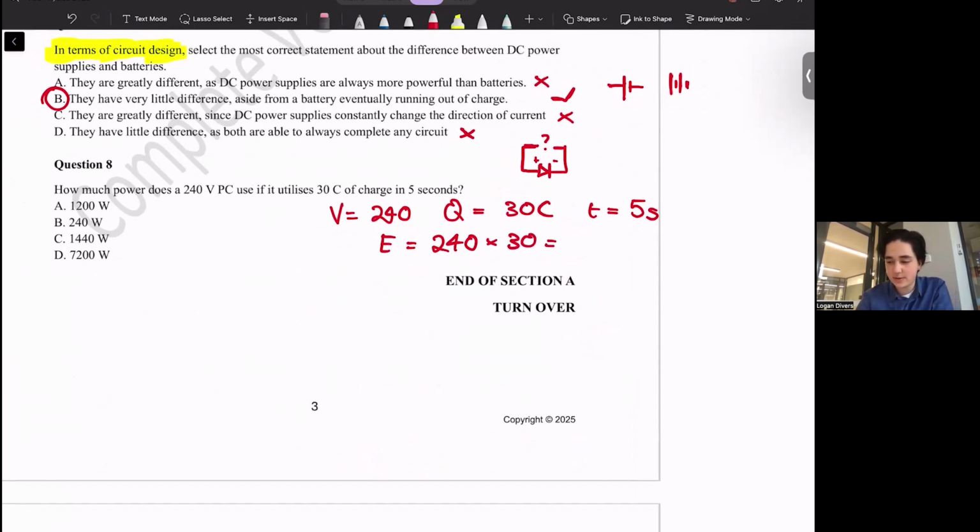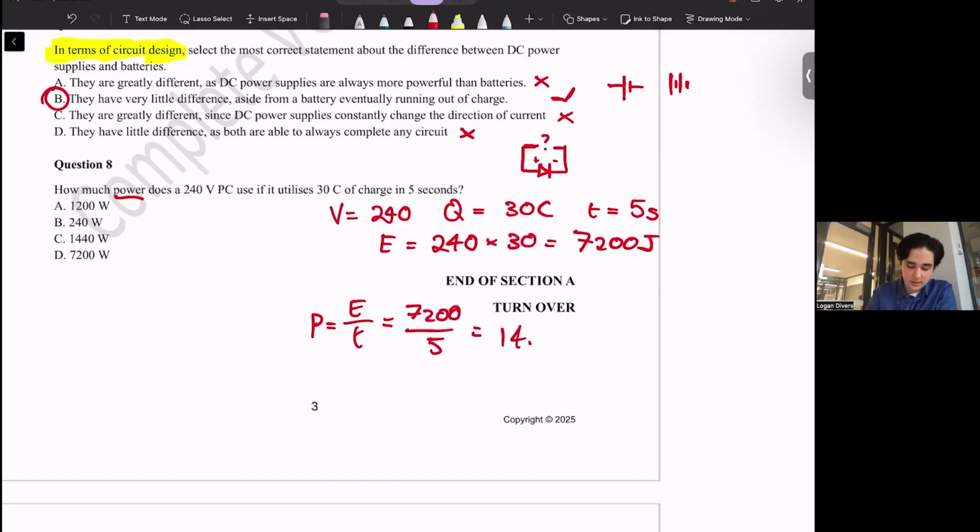240 multiplied by 30, according to my trusty calculator, is 7,200 joules. That's not enough for our final answer, though. It asks for power. What is power, though? Power is simply energy over time. It's the rate of energy change, basically. That would simply be 7,200 over 5. That leads to a final answer of 40 watts, which is C.